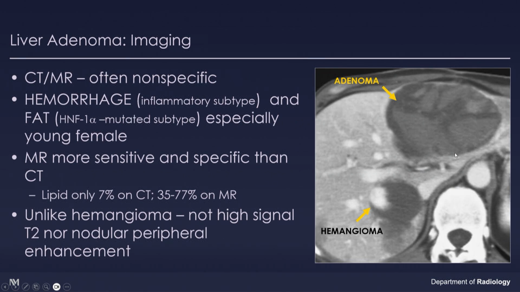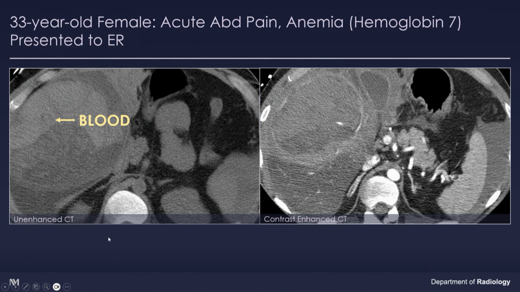On CT, they can be like this, where it's somewhat nonspecific in comparison to hemangioma, where it's nodular enhancing. You can see the presence of hemorrhage in the setting of an inflammatory subtype, and fat if it's an HNF1 alpha mutated subtype. MR is more sensitive and specific because it can often show you fat better than it can on CT, about 1/3 to 3/4 as opposed to 7%. And again, it doesn't have the imaging features of hemangioma. Blood, too, limits your differential.